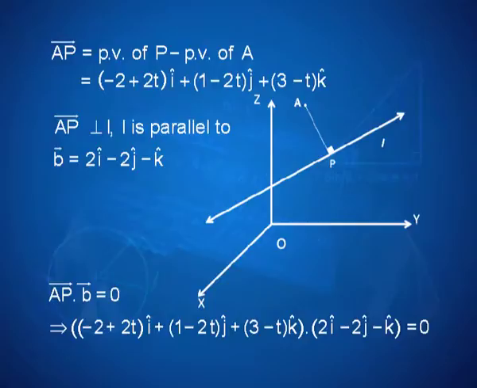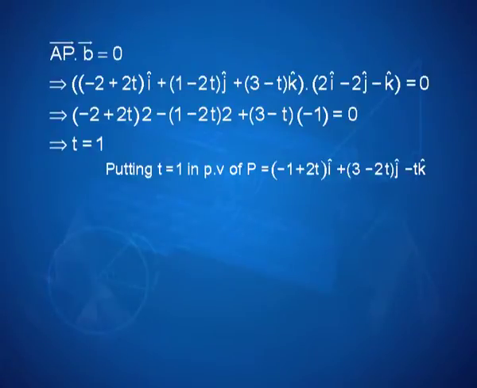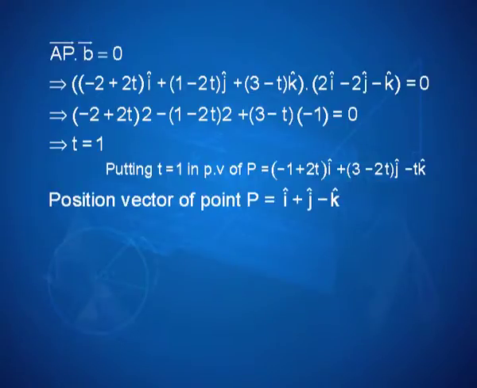We have the vector B to which the line is parallel. So, if AP is perpendicular to the line, then the vector AP is also perpendicular to the vector B. So, AP dot vector B must be 0. So, find the dot product between these two vectors. In this case, that gives us t equal to 1. Once I have the value of t, what are we going to do? Find the point P. So, put the value of t equal to 1 in the position vector of the point P, and you get the point P as i cap plus j cap minus k cap.